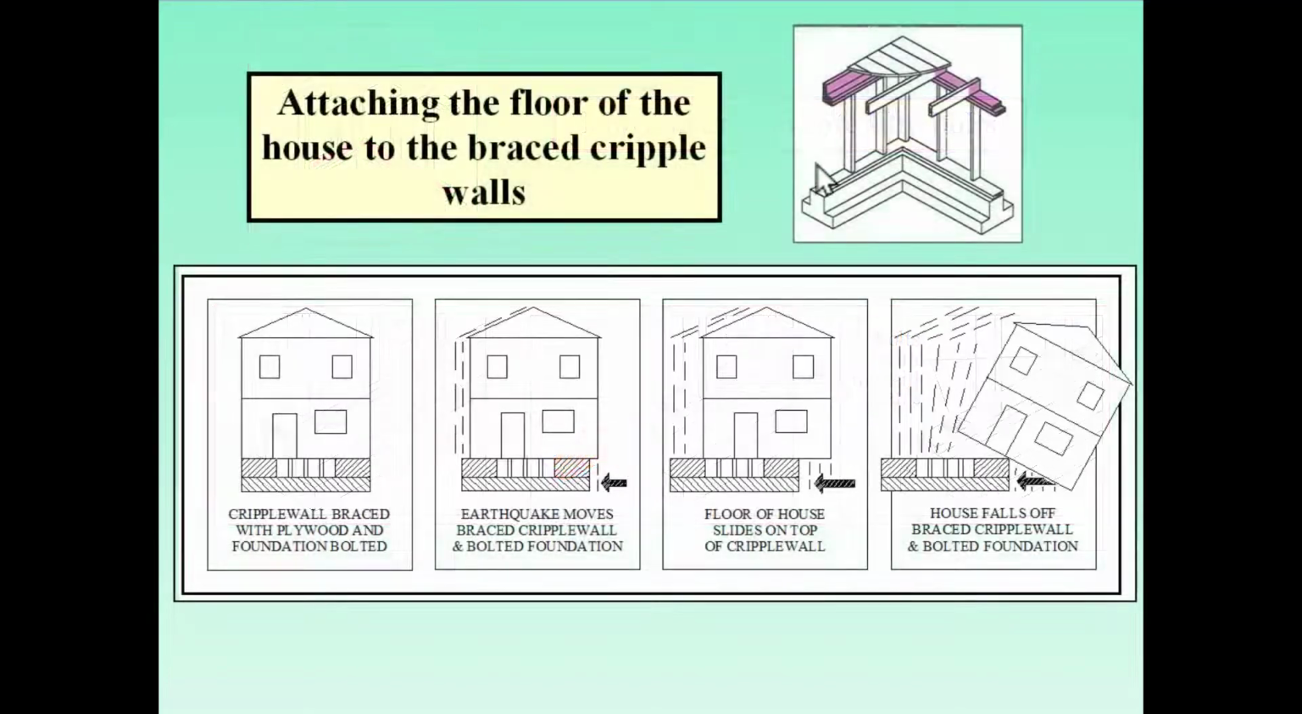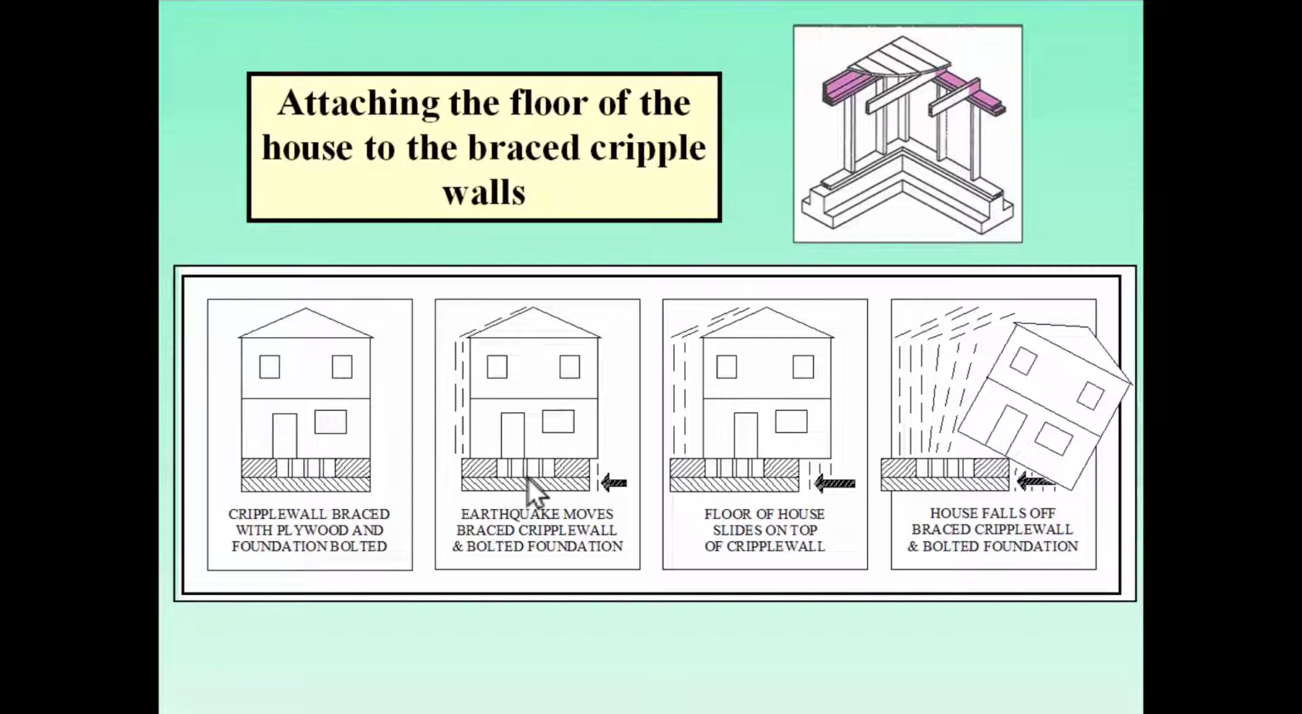So right now we've got it bolted right here, base of the cripple wall, and this cripple wall right here is braced with plywood. But if we don't make another connection, we're going to have a lot of damage. So right here you see this is the braced cripple wall with plywood. It's bolted to the foundation here and here.